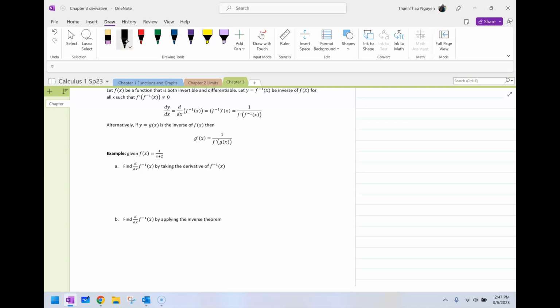Given f of x equal 1 over x plus 2, first we want to find the derivative of f inverse of x by taking the derivative directly. So first things first, let's figure out what f inverse of x is in this case. f of x equal y equal 1 divided by x plus 2. To find f inverse of x, we exchange x and y. Then we solve for y.